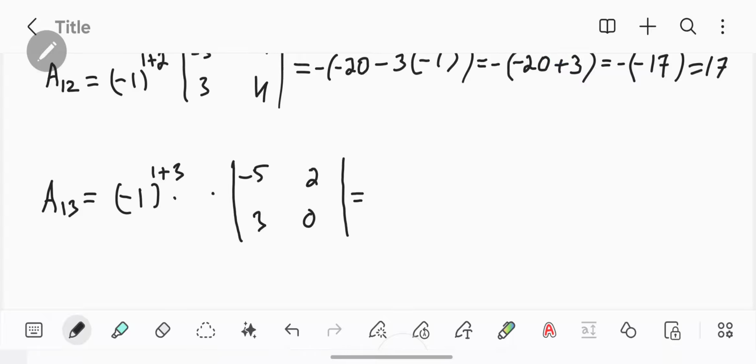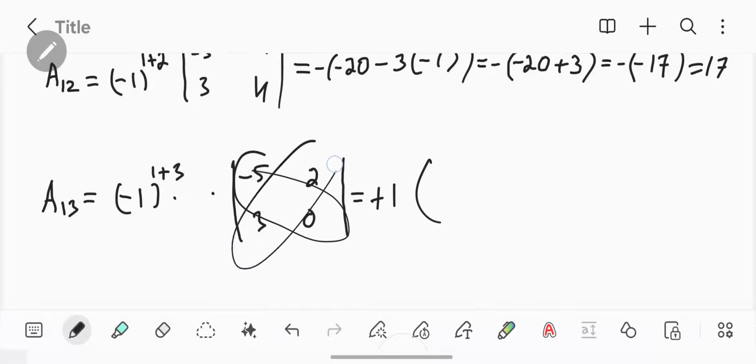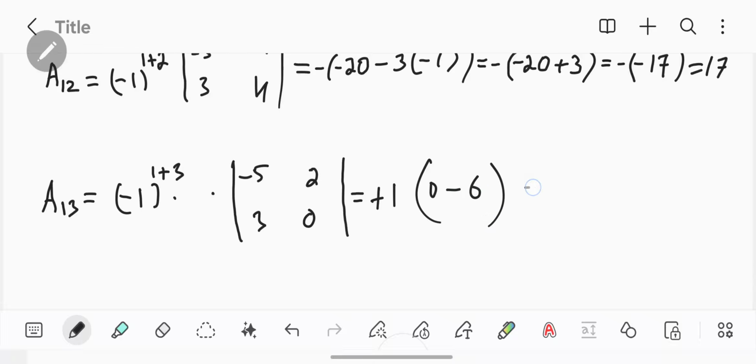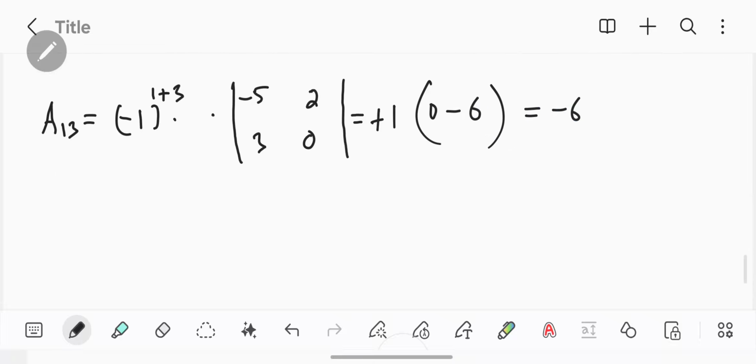So if I evaluate this whole determinant, minus 1 to the power 1 plus 3 is 4, which is minus 1 to the power even number, which is plus 1, times the product of these two, because the determinant is just the product of these two minus the product of these two. Product of these two is 0, because minus 5 times 0 is 0, minus the product of these two, which is negative 6. So my answer is negative 6.